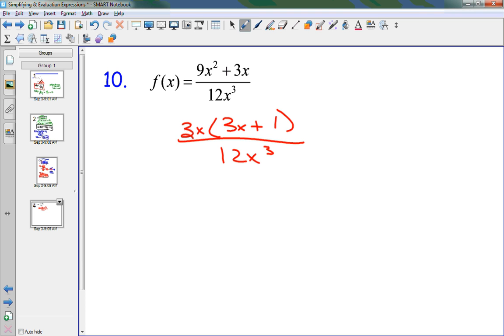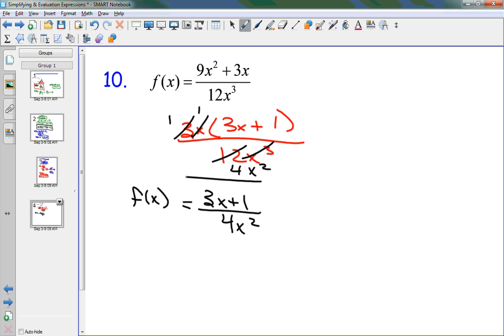All over 12x cubed. Now what's in common between the 3 and the 12? 3 becomes a 1, 12 becomes a 4. The x goes away, becomes a 1. The x cubed becomes an x squared. So I'm left with 3x plus 1 over 4x squared. This is f of x, and that's the simplified form. Again, the 3x is attached to 1 by addition, so you cannot cancel that out with the 4x squared on the bottom.